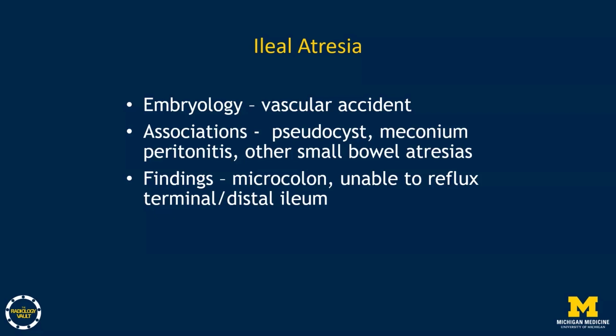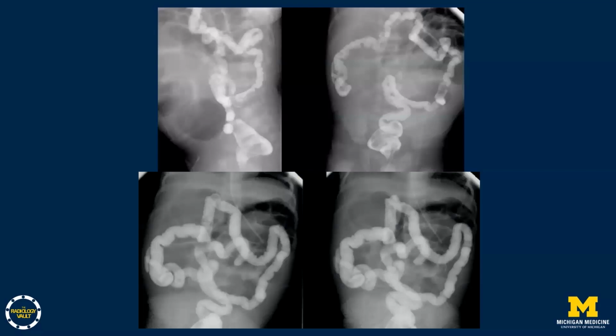In ileoatresia, you also have a microcolon, and you will be unable to reflux the terminal or distal ileum. You might reflux some portion of the terminal and distal ileum. It will not be packed full of meconium, and the contrast column will abruptly stop at the point of the atresia. So in this particular patient, we see a microcolon.